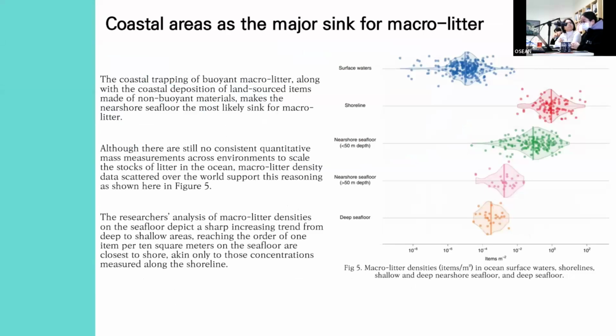Although there are no consistent quantitative mass measurements across environments to scale the stock of litter in the ocean, macrolitter density data scattered over the world support this reasoning, as shown here in Figure 5. The researchers' analysis of macrolitter densities on the seafloor depicts a sharp increasing trend from the deep to shallow areas, reaching the order of 1 item per 10 square meters on the seafloor closest to the shore, akin only to those concentrations measured along the shoreline.